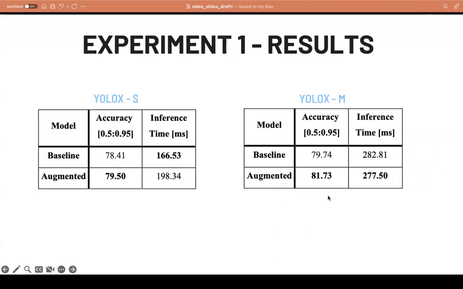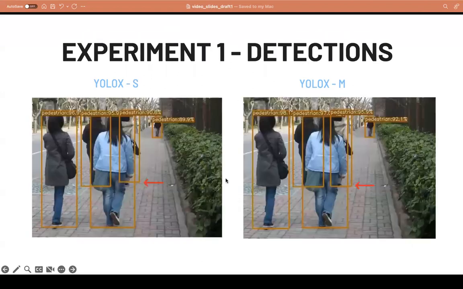From the results, we can see that there is an overall increase in both the models, but there's a higher increase in YOLO XM. This is also reflective in the inferenced images, where we can see that in YOLO XS, the bounding boxes are not very tight and not very accurate as well. But for YOLO XM, it is very accurate. And in general, YOLO XM predicts with a higher confidence.